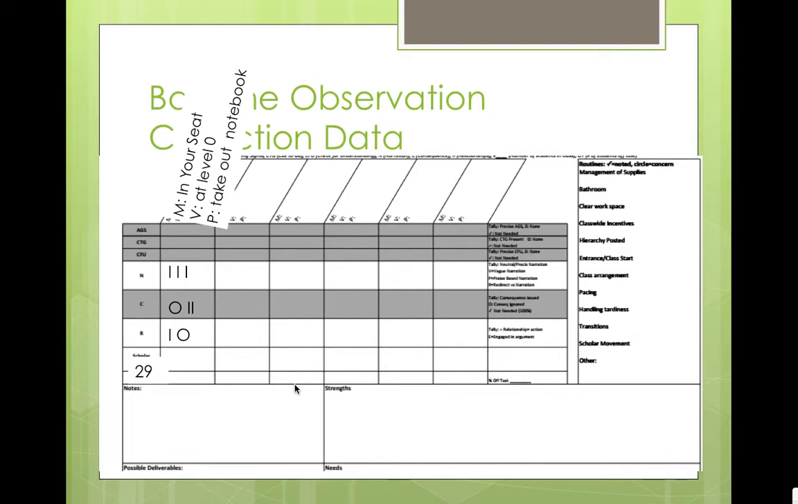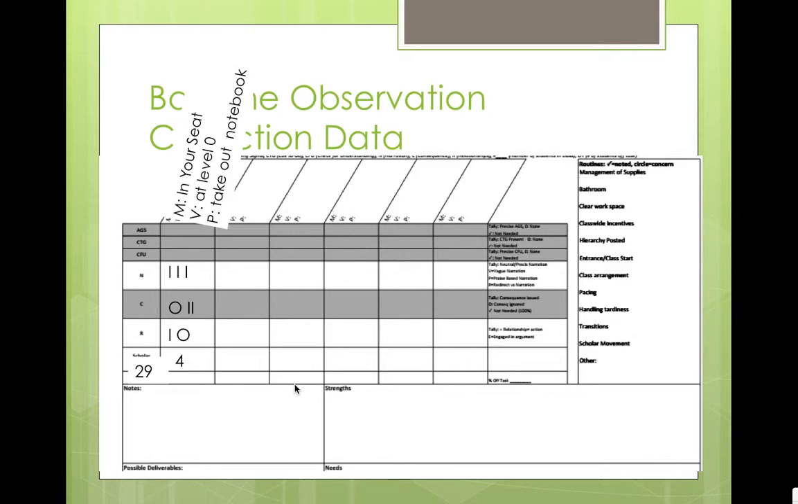The teacher has now given a clear MVP direction, and 3 more chances through the 3 narrations and consequences. We know that all students know they should be in their seat at level 0 and taking out their notebook. We scan the room and we see 2 more students talking, 1 student out of their seat, and another student staring out into space with no notebook on. Down here we're going to record that 4 students are still off task.